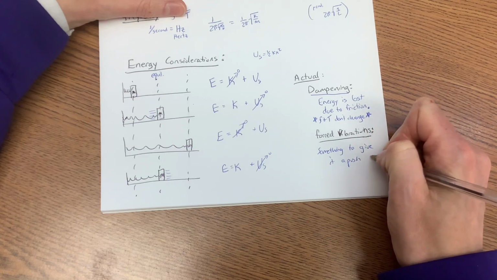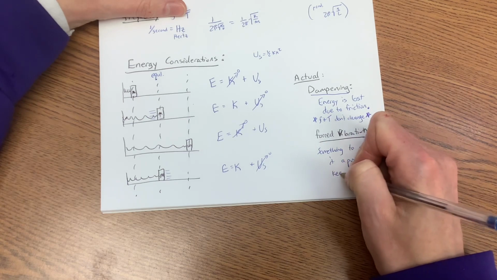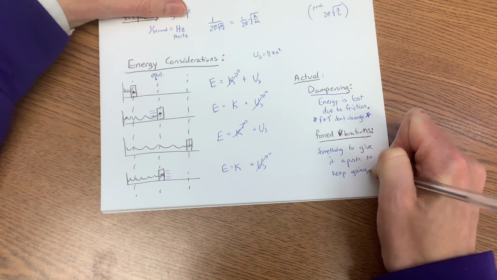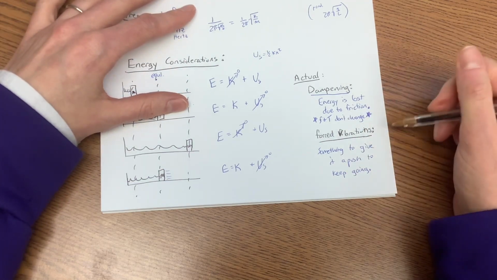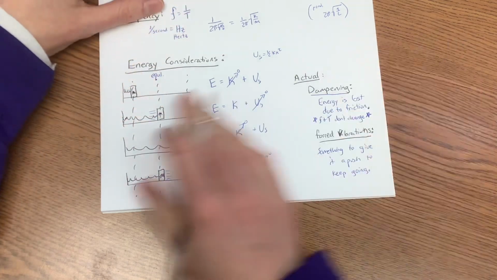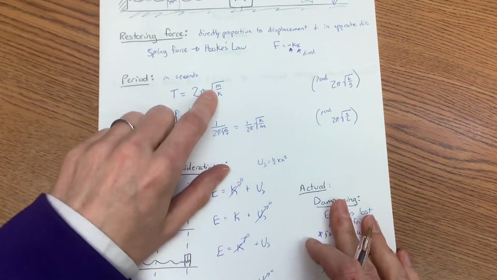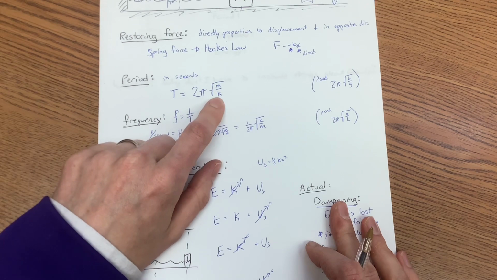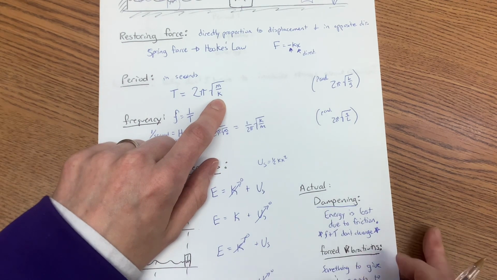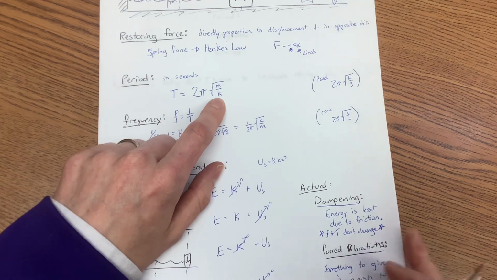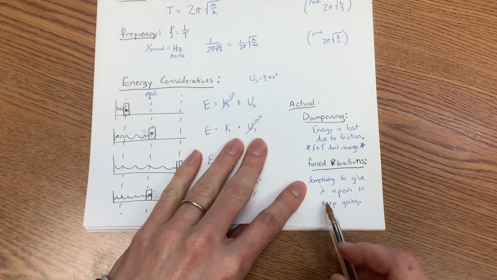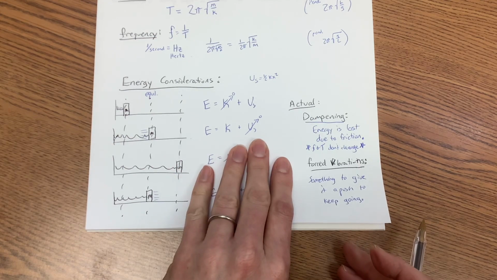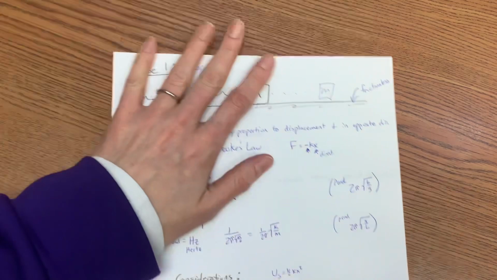Something to give it a push to keep going, so that it doesn't lose energy to the spring. You can also give it a push to get it going faster or slower or farther or something like that. But since the period is dependent on the mass and the spring constant, you're not going to increase its period or its frequency unless you change the mass or the spring constant. Okay? So maybe you can make it have a higher amplitude instead. Okay? So let's look at case 2, and this one's going to be fun.